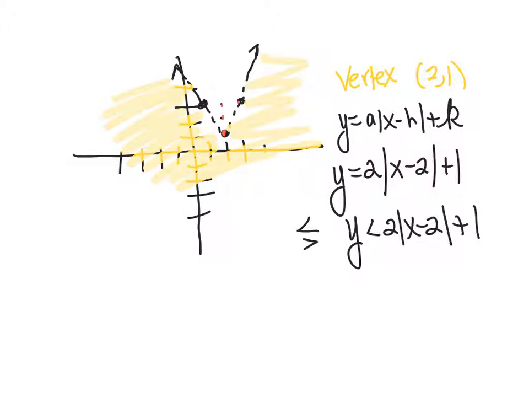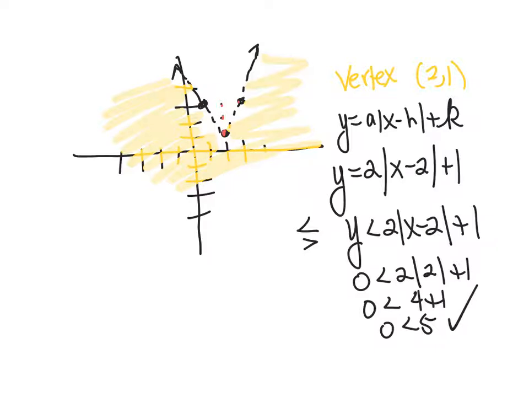We're going to check 0, 0 and see if that's the solution. 0 is less than 2 times the absolute value of 0 minus 2, plus 1. This is going to be 2 times 2 plus 1, and 0 is less than 4 plus 1, and 0 is less than 5, and it does check out. So we definitely shaded in the right place. So hopefully that small review helps.